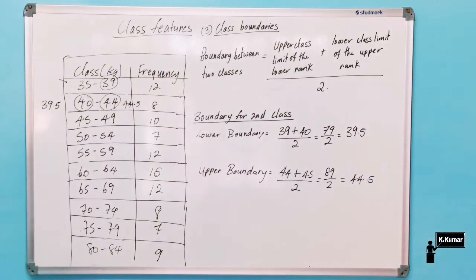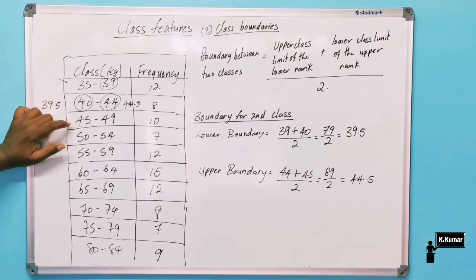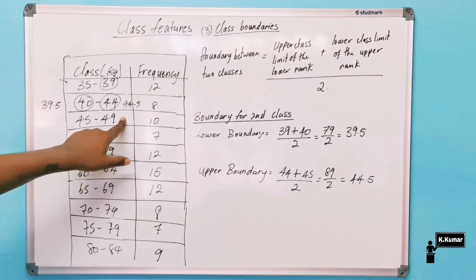And if you are to work the rest, you're going to find that our lower boundary is just 0.5 less than what is here, and the upper boundary is 0.5 more than what is here.